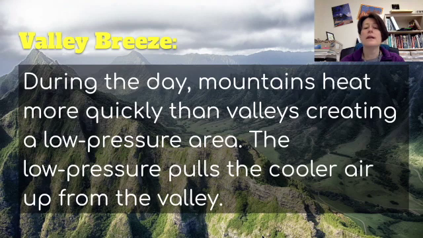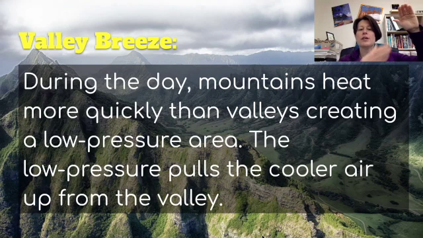Now, in the mountains, you have valley breezes and mountain breezes. So a valley breeze happens during the day again. The mountains heat more quickly than valleys, creating a low pressure area. The mountains heat more quickly because they're higher up. They tend to be more bare rock. They don't have the vegetation on them. The vegetation keeps the valley cool, so the rocks heat up on the mountains. The low pressure pulls the cooler air up from the valley. So you have high pressure in the valley. You have low pressure on the top of the mountains. Air moves from high pressure to low pressure.